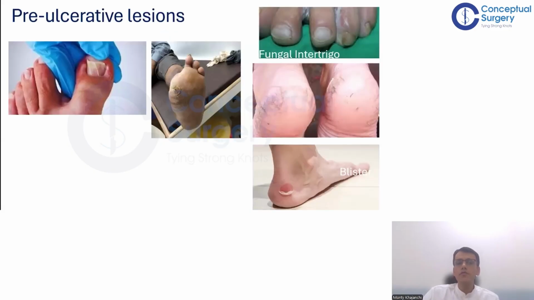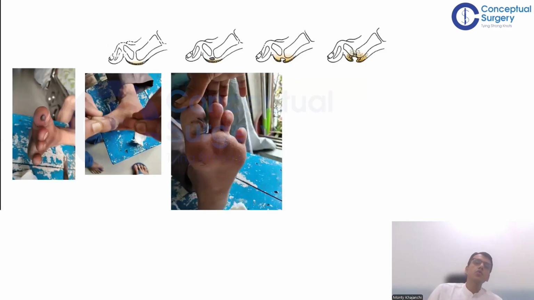This is just a few of them. An ingrown toenail you can see on the left, a callus which you can see in the middle. On the top, you can see a fungal intertrigo or a fungal infection in between the toes. These cracks and fissures you can see, and blisters because of small shoe bites or small injuries because of improperly fitting footwear.